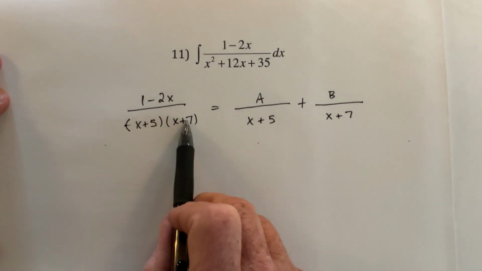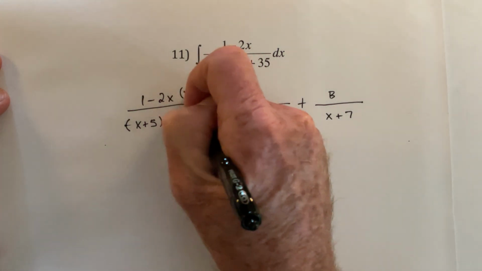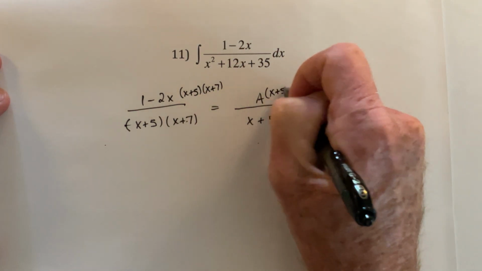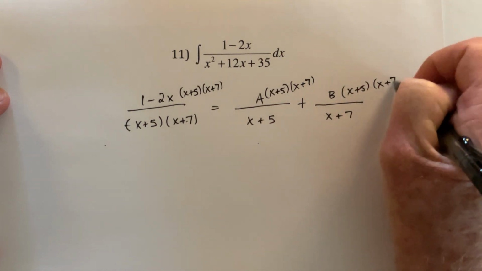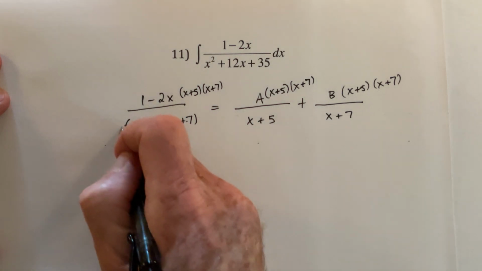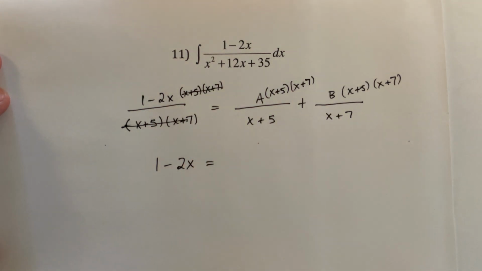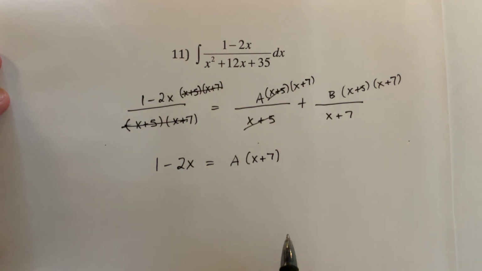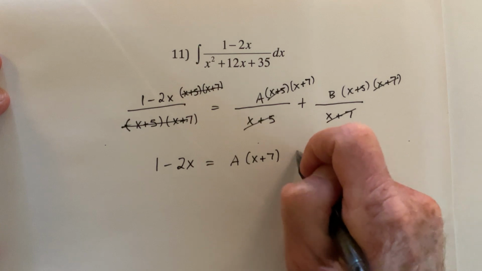And then just copy and paste this. So you multiply the numerators all by the x plus 5, x plus 7. So all of this cancels all of this, so it leaves just 1 minus 2x. x plus 5 and x plus 5 cancel, so it leaves a times x plus 7. And then x plus 7 and x plus 7 cancel, so all that's left is b times the x plus 5.